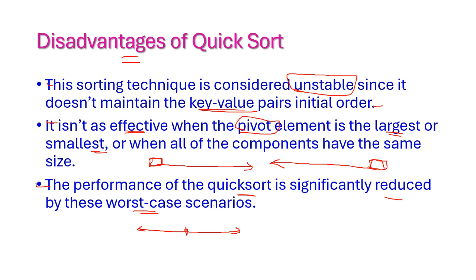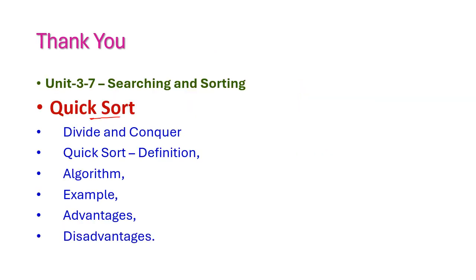Okay, so far we have seen the quicksort algorithm from third unit, searching and sorting. Here first we have seen the divide and conquer, because the quicksort uses only the divide and conquer for sorting the unsorted data items. And then we have seen the quicksort definition, and after that the algorithm and the example for this quicksort. And finally we saw the advantages and disadvantages of the quicksort technique. And in the next class we will see the heap sort. Thank you.